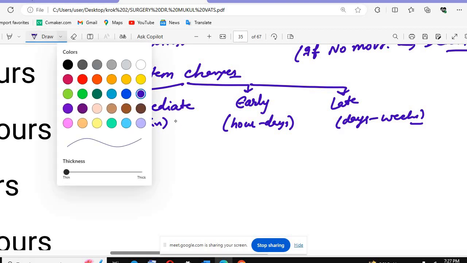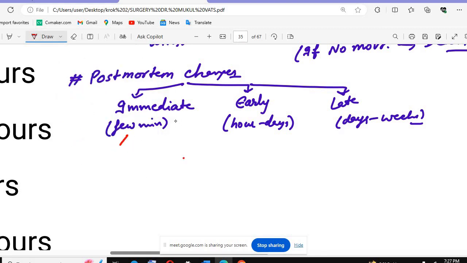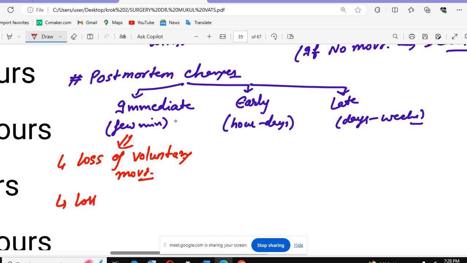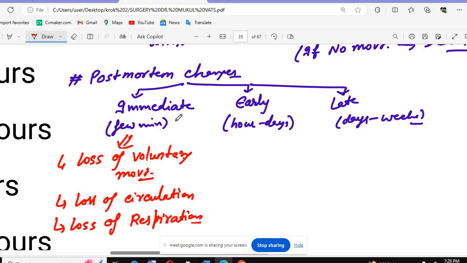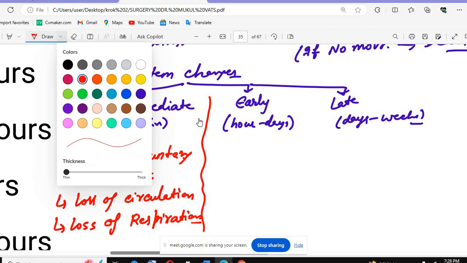In immediate changes, we have loss of voluntary movement. If voluntary movement is lost, it is immediate. Along with that, we see that circulation is lost, and loss of respiration is seen. So if a person has died, voluntary movement, circulation, and respiration are gone. After that, we have the early changes.